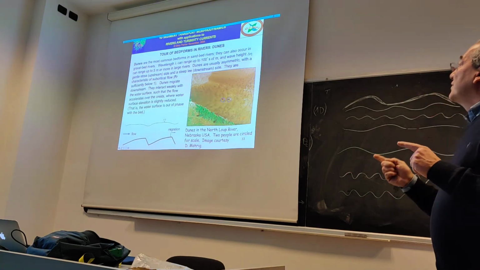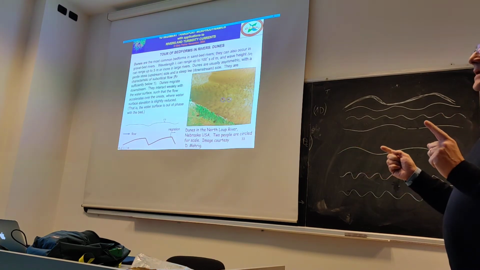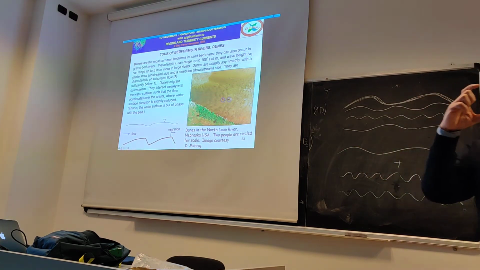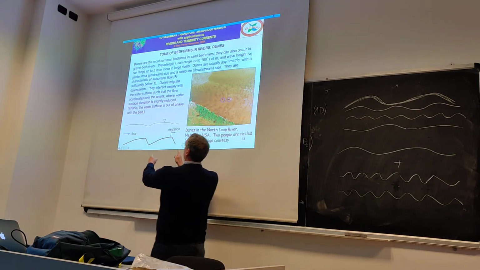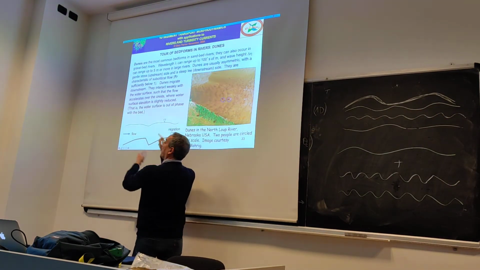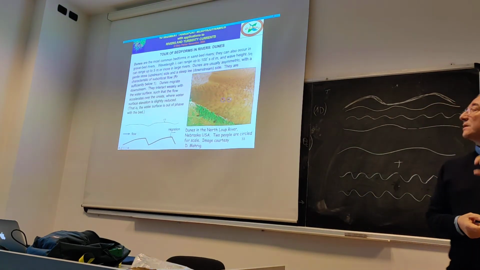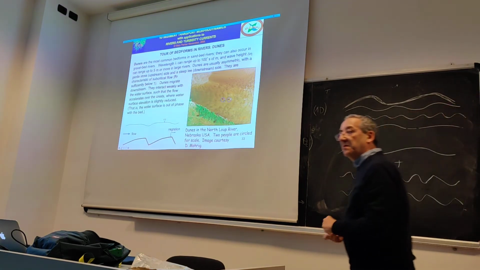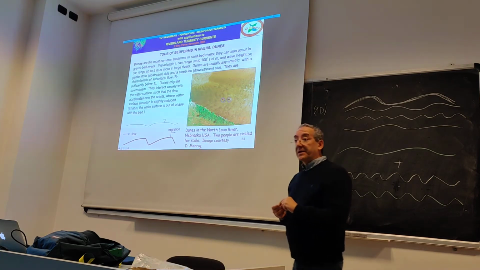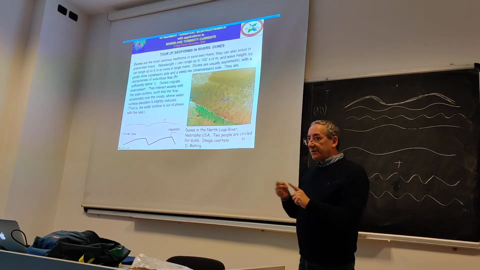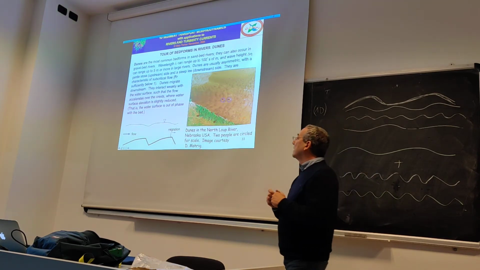So the wavelength of dunes typically scales with the flow depth. This distance here is of the order of some flow depth, the average flow depth, let's say 6, something like that, 8, typically. On the contrary, ripples are much shorter than that, much shorter than the flow depth.